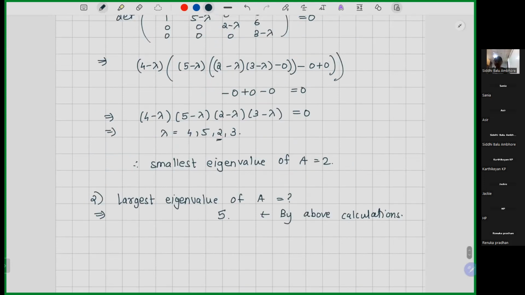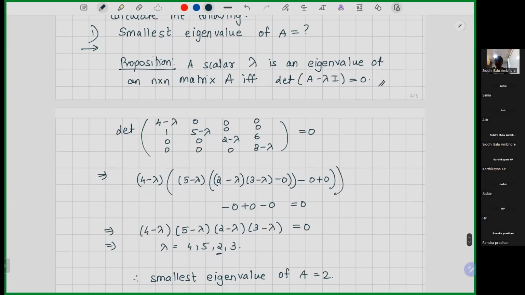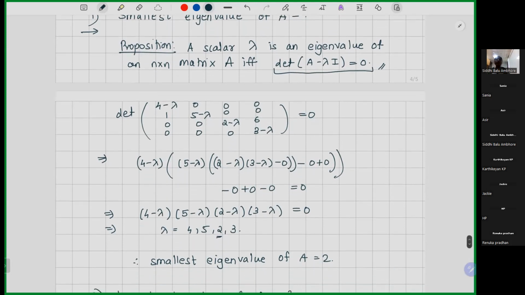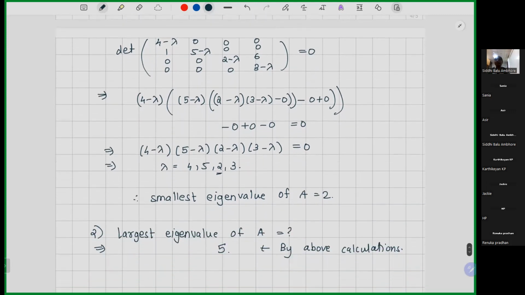Is it clear? So this is how you calculate the eigenvalues. Determinant of A minus lambda I, and all the roots of the polynomial are eigenvalues of the given matrix A. Is it clear? Yes, it is clear.